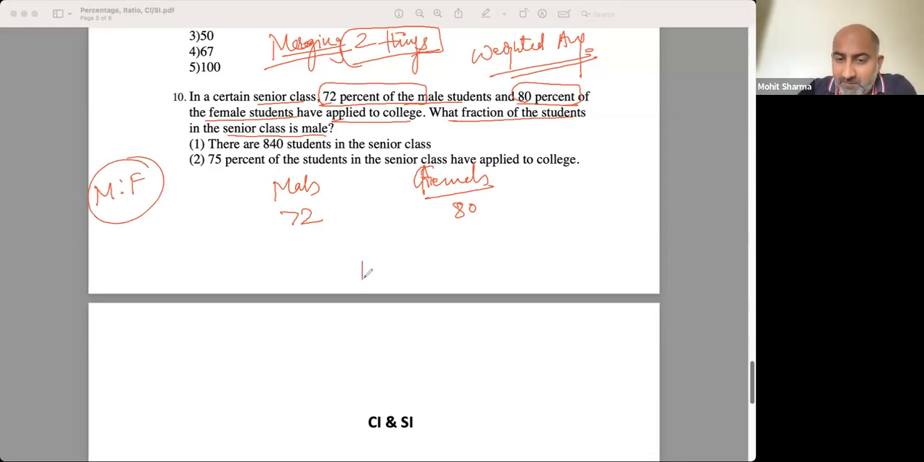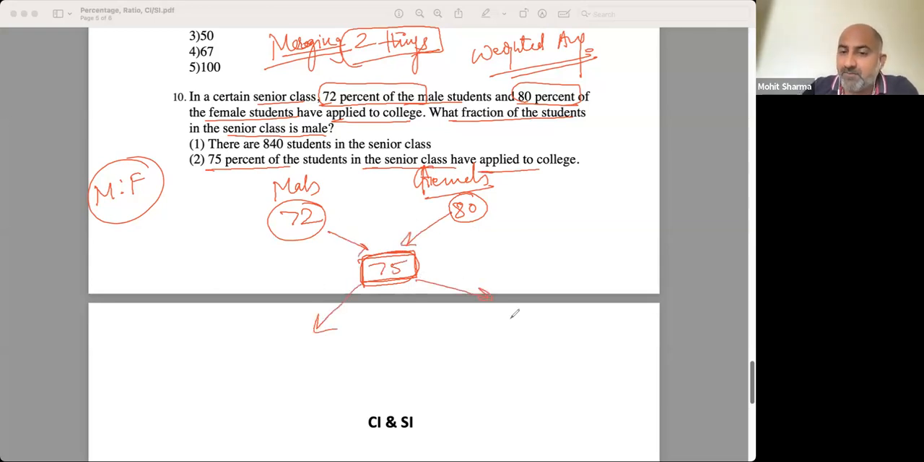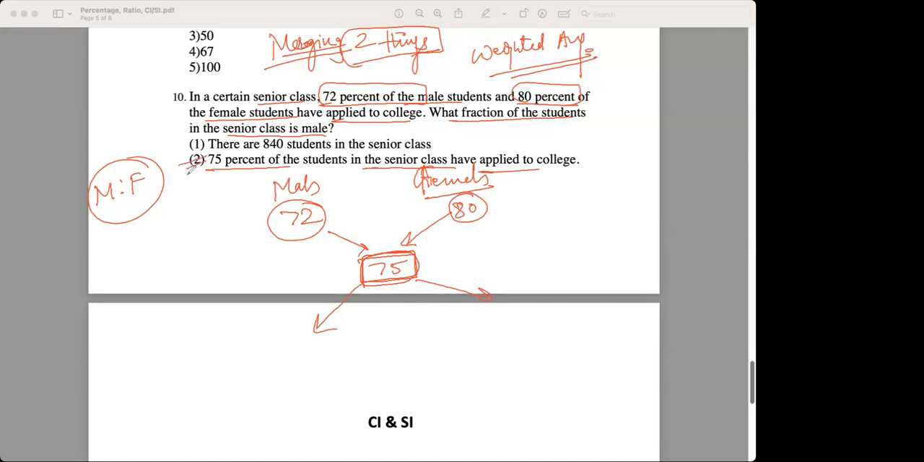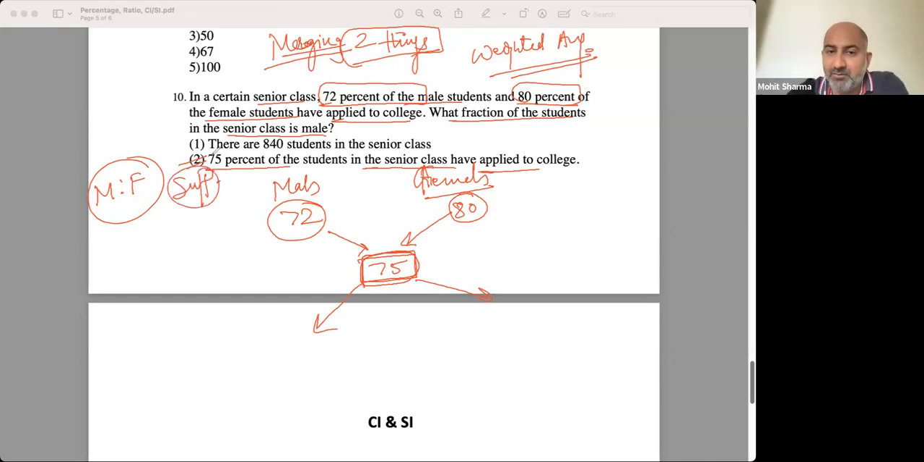Now, if we know what percentage of the entire class have applied to college, for example, the second statement says 75% of the students in the whole class have applied to college, can we find this ratio? Yes. So this would be sufficient. We don't need anything else to find this out.